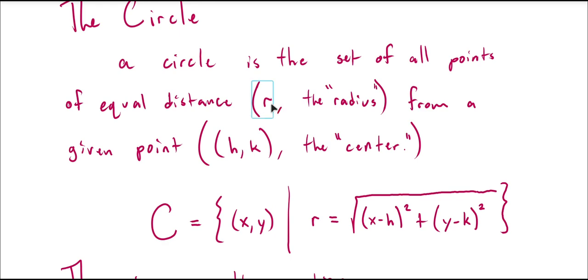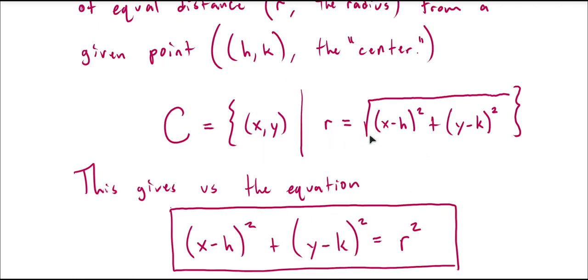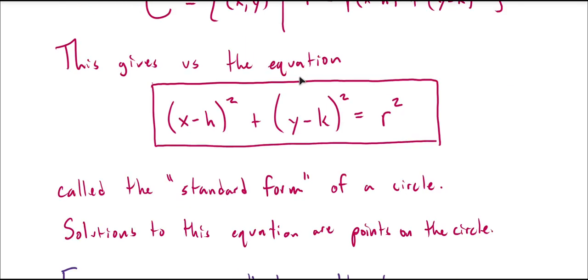If r is the distance between any x, y and this h, k point, then using the distance formula, we would have that r squared was equal to (x minus h) squared plus (y minus k) squared. Now we could simply take this expression and square both sides. This gives us an equation, (x minus h) squared plus (y minus k) squared is equal to r squared, which looks very similar to the Pythagorean theorem. This is called the standard form of a circle, and coordinate pairs x, y are solutions to this equation if plugging them into this equation makes the statement true. That is to say, it gives me a value on the left which is equal to the value on the right.